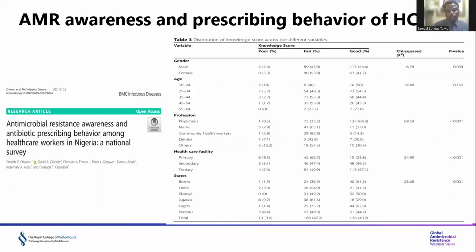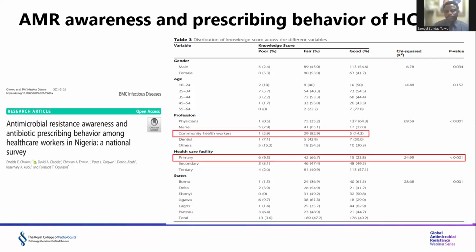This is a result of a national survey that was conducted in 2020 on antimicrobial awareness and prescribing behavior of healthcare workers across the 3 levels of care delivery service and across the 6 geopolitical zones, which was conducted by multi-stage and systematic random sample in 2020. And the finding of this study shows that healthcare personnel at the primary healthcare level had significantly lower knowledge score of AMR and AMS when you compare them to those from the secondary and tertiary healthcare facilities.